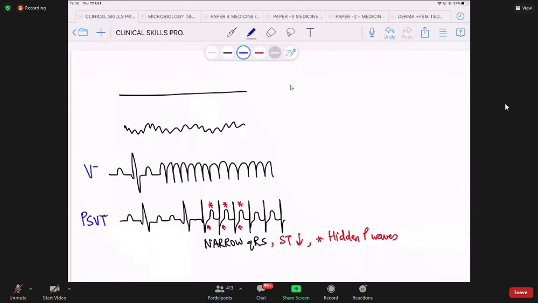On the other hand, if it's a broad complex QRS, it is ventricular tachycardia. You can see all of these are of equal size, so I'm going to call it monomorphic ventricular tachycardia. Ventricular fibrillation is going to be a piece of cake for everybody. That is going to be asystole.